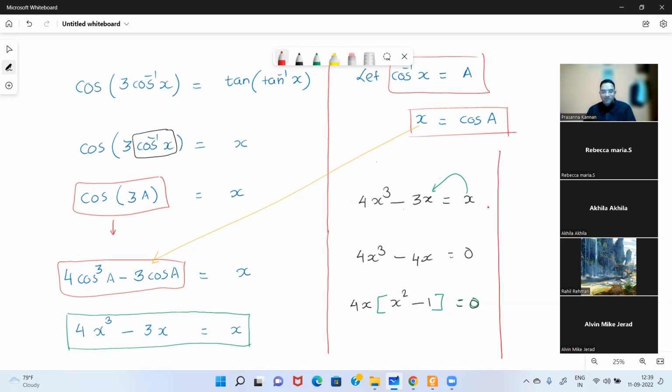So now let's also do this. 4x into x square minus 1 can be written as x plus 1 into x minus 1. Correct? a square minus b square can be written as a plus b into a minus b. Correct?